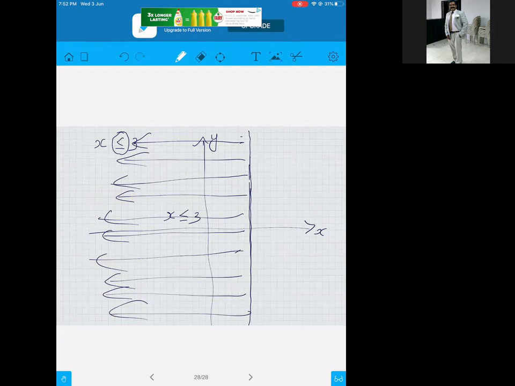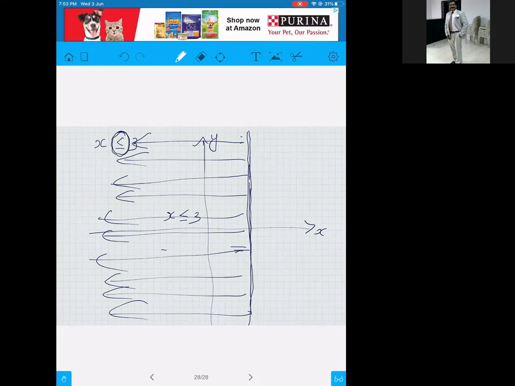So x less than or equal to 3 means we have to draw a bold line. Why is it a bold line? Because less than or equal to is there. So if no equal to sign is there, we have to draw a dotted line.